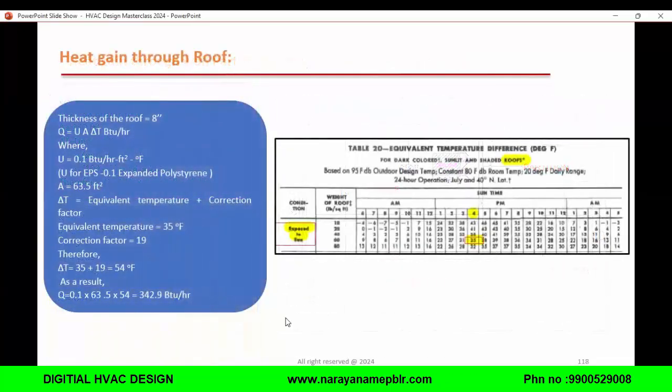Next, roof. This is the thickness, U, A, del T, equivalent temperature plus correction factor. Correction factor you know; equivalent temperature you have to find out in this table. So 35 plus 19, you are getting this. All the other values, area and U value, you know. Clear?